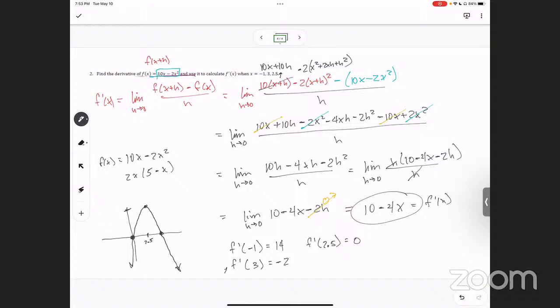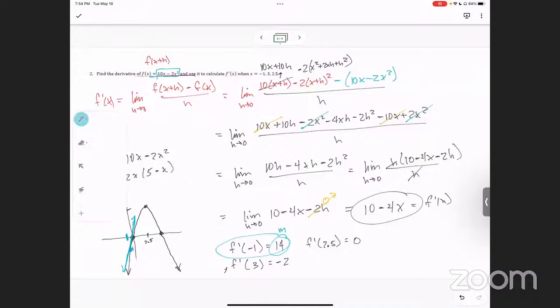Now let's take a look at these 3 points. I'll color code them. Where's -1? It's over here. If I draw this point on here, notice I didn't do a super great job with this parabola. It's not perfectly drawn to scale, but you get the idea. If I draw this point in here and I draw a tangent line, guess what the slope of that tangent line is? 14. You got it.